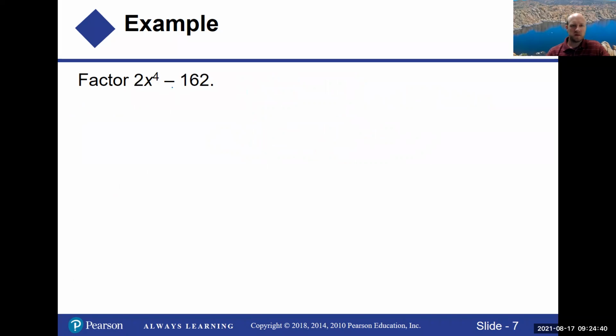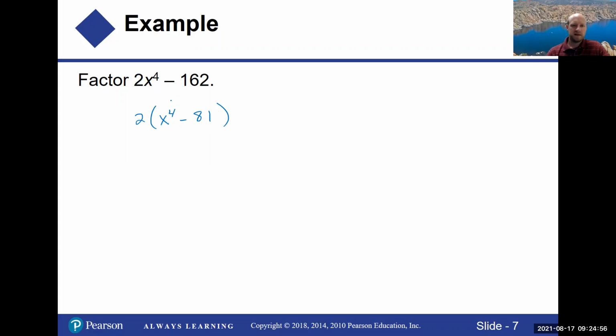All right, next one. Factor 2x^4 minus 162. So again, I notice I have two even numbers. I can definitely take out a 2. So let's do that. I'm left with 2 times x^4 minus 81.